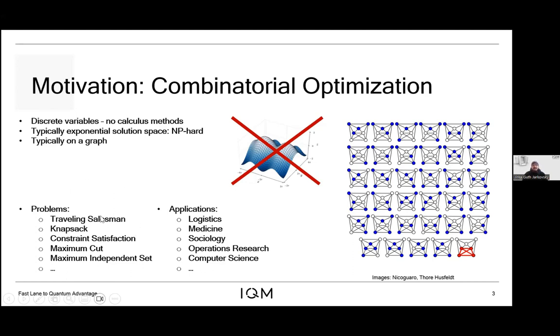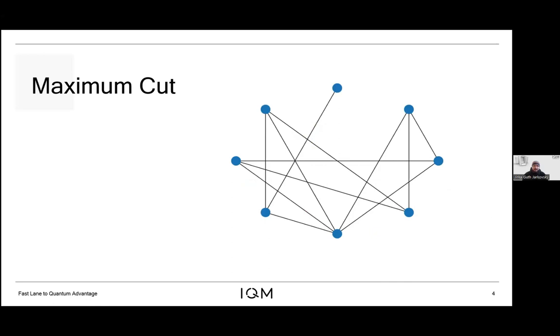So there are a lot of problems. Maybe you've heard about the traveling salesman problem, the Knapsack problem before. And of course, there are a lot of different applications where these problems appear, in many different fields, from logistics, medicine, computer science, both theoretical computer science and also the design of computer hardware, for example. So it's a really important class of problems to look into.